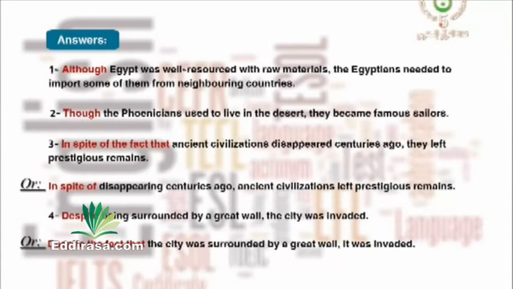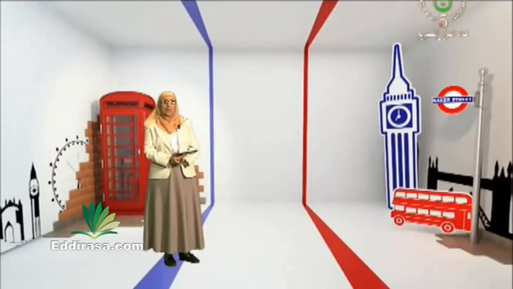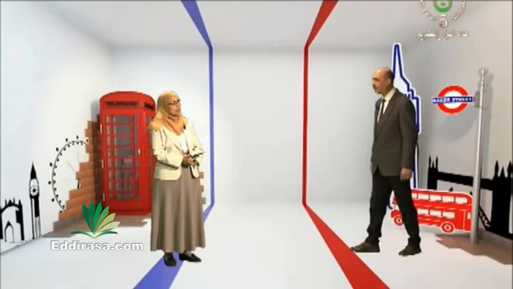Despite being surrounded by a great wall, the city was invaded. Here we use the phrase. And in the last, despite the fact that the city was surrounded by a great wall, it was invaded. Well done. Now let's move to the last part of our session, which is sound system.